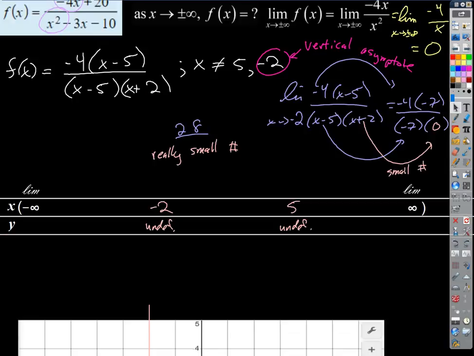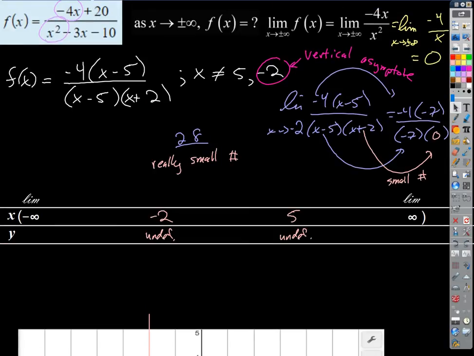Now let's look at this other place, the other place that we couldn't go, which is 5. Algebraically, if we look at f of x, those two factors would cancel, wouldn't they? If I cancel those, I would end up with a simpler function. It would just be -4 over, if those cancel, x plus 2. Okay, let's look at our function real quick. Let's just graph this thing. I want you to see something.